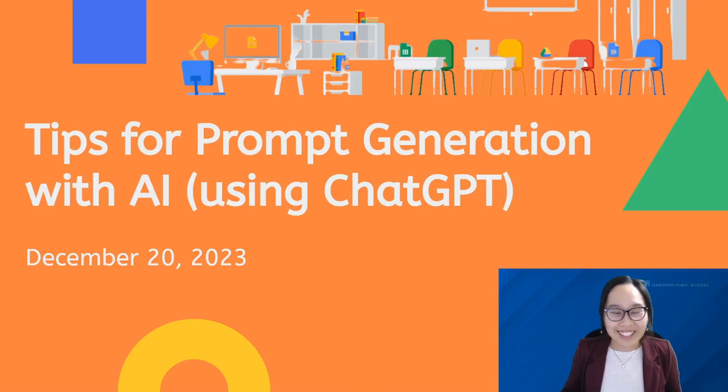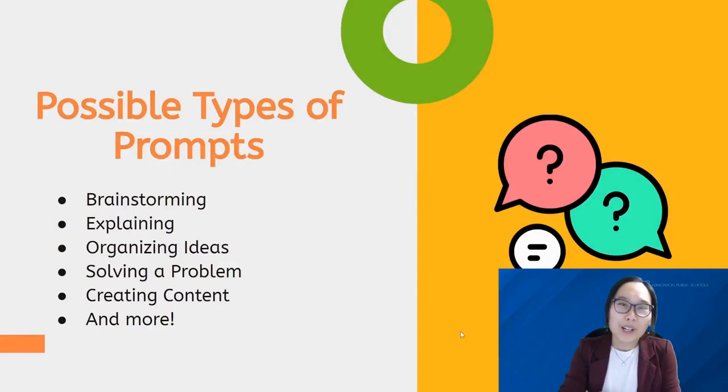All right, so as you can see here, first of all, I'm going to go through some possible types of prompts. So it can be brainstorming prompts, explaining, organizing ideas, solving a problem, creating content, and more. And so with all of these different prompts, notice that as you experiment more and more with prompting, you'll get a better idea of all the different ways you can ask things, what you can ask for, and just consider what you want the output to be. That can help you then with these promptings.